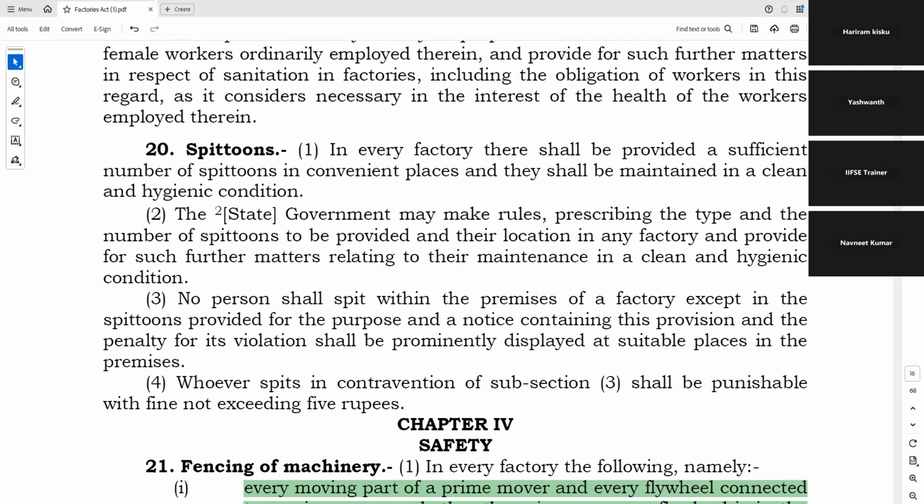Then spittoons. Spittoons are for the places where people spit. I don't know in Hindi what we used to call it.